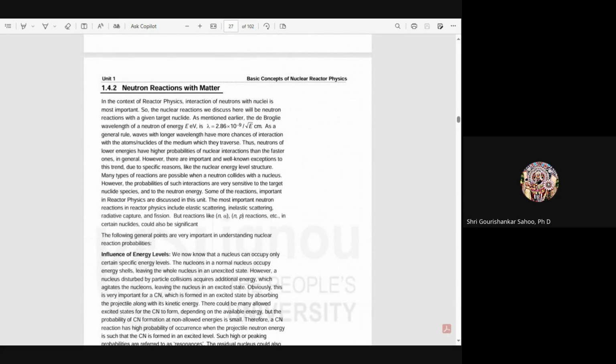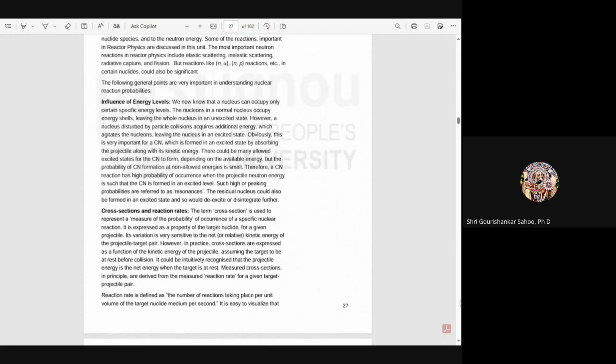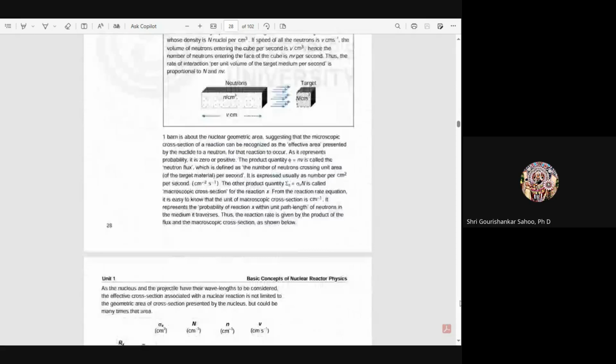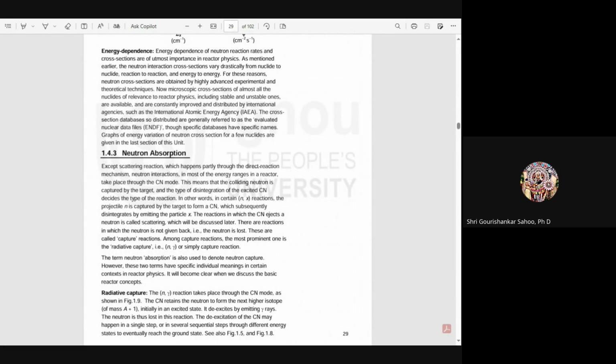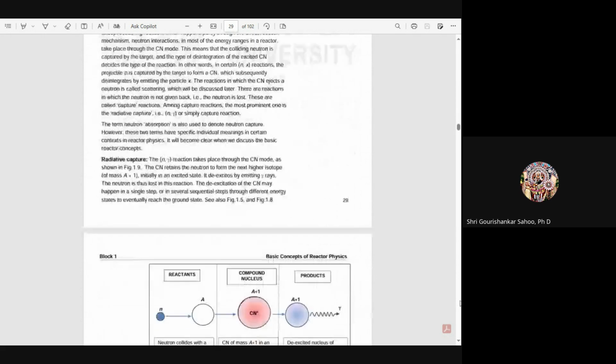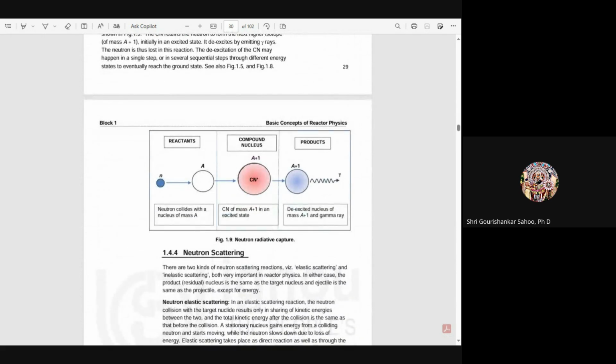Then neutron reactions with matter, influence of energy levels, cross sections and reaction rates, and energy dependence. Then neutron absorption, radiative capture: when a neutron collides with a nucleus of mass A, a compound nucleus of mass A plus 1 is formed in an excited state, and a gamma ray is released from that.